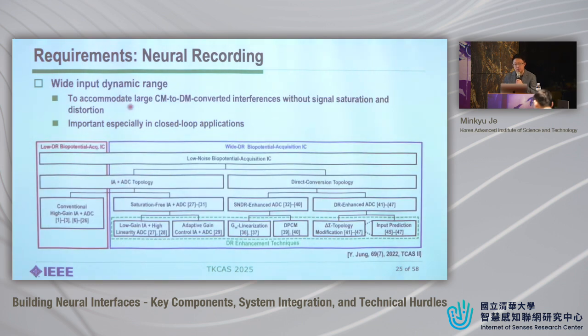Another important requirement is a wide input tuning range, right? Of course, we are trying to have this high input impedance as much as possible, but it cannot be perfect. So still, we will have some CM to DM converted interference signal. Then we have to accommodate the converted interference, so to accommodate it we need some extent of input tuning range. Otherwise, we will have a lot of problems, especially in closed loop applications where we have to record while stimulating at the same time, right?